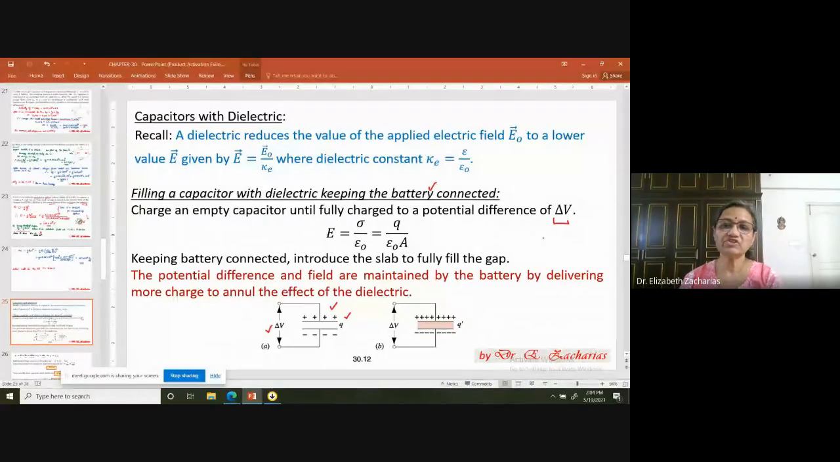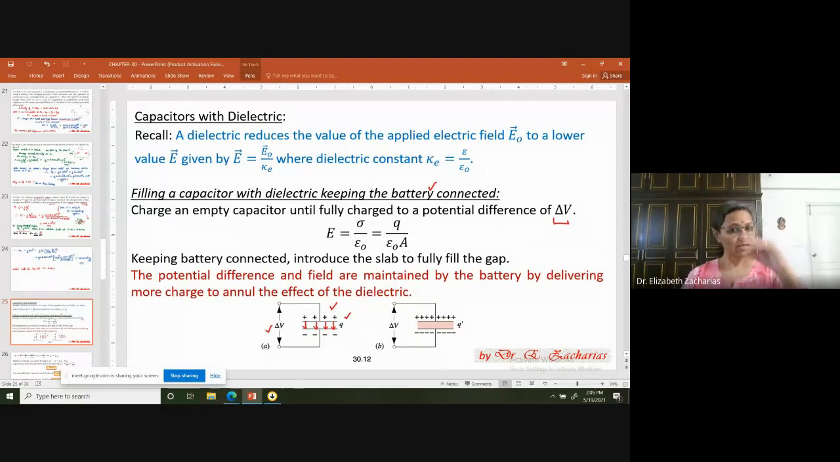Which means that there is a field between the two plates. The electric field will be from positive to negative. You know the expression for the field, it will be sigma by epsilon naught, where sigma is the surface charge density on the plates. What is surface charge density? Charge divided by area. If A is the area of the plate, then Q by A is sigma, so the electric field is Q by A epsilon naught. Remember, there is nothing in the space between the two plates.